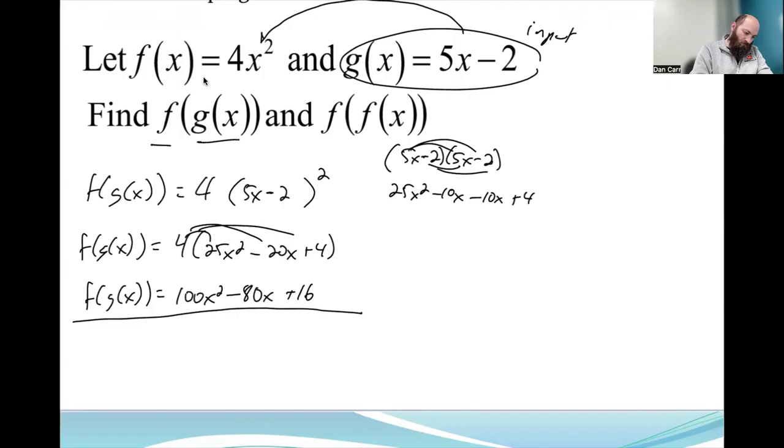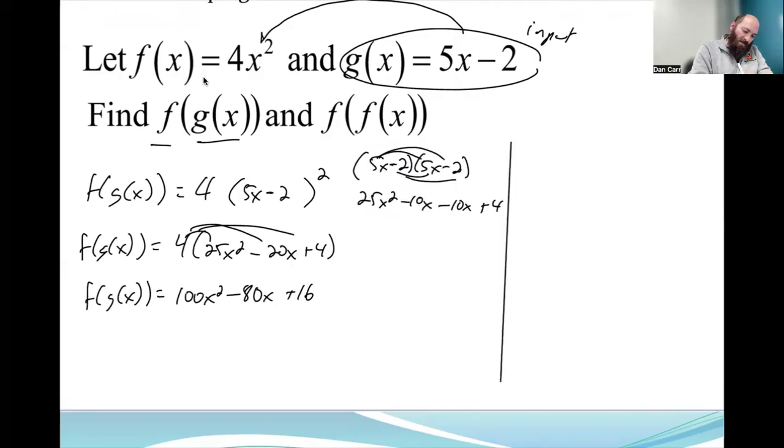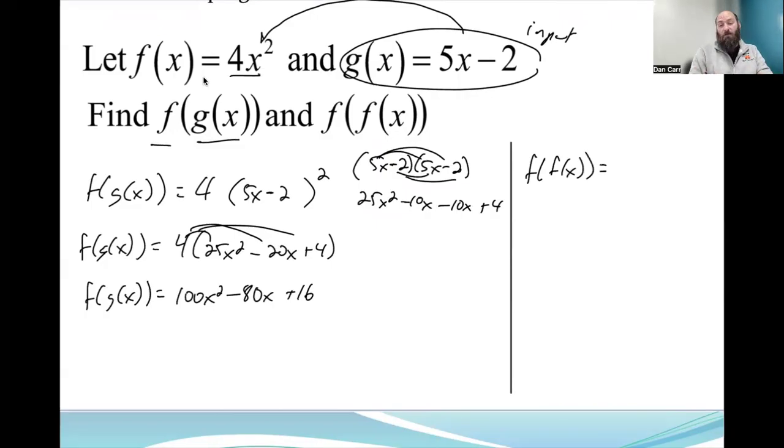Here, let's do this. I'm going to make a little bit more space by just bringing this over here a little closer. Okay. So now, when I do f of f of x, okay? So I'm just going to take this function and plug it in itself. So I'm going to start the same way. I'm going to do 4 times something squared.